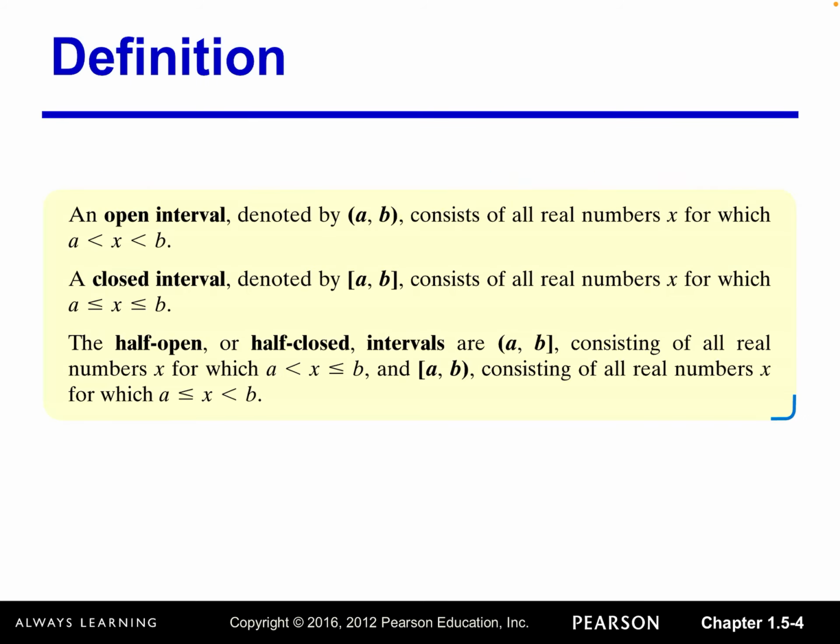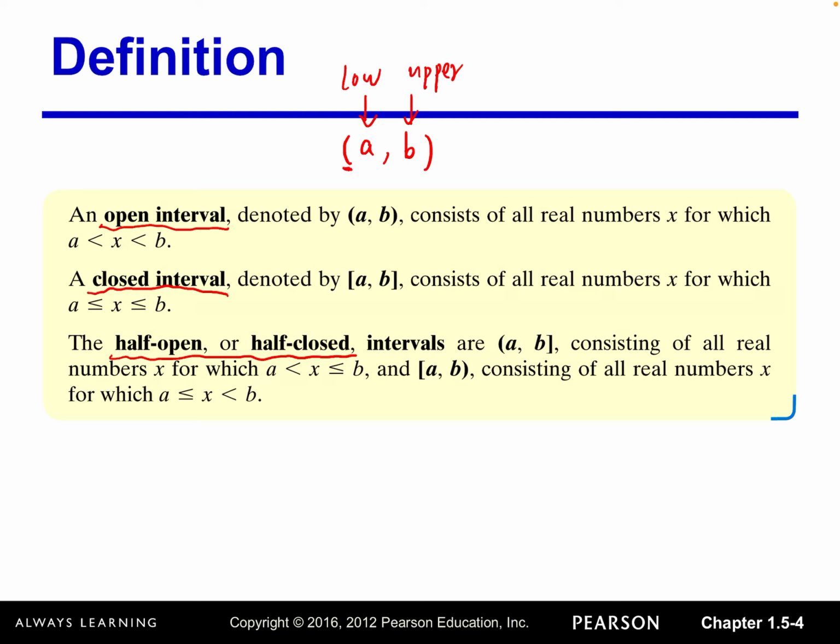There are three kinds of interval notation. One is called an open interval, second called a closed interval, the third type, half open, half closed. An open interval is denoted by parentheses A, comma B, parentheses. A is the lower boundary of the inequality. B is the upper boundary of the inequality.